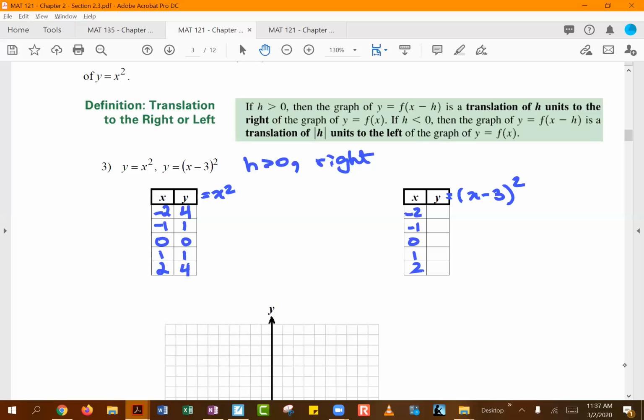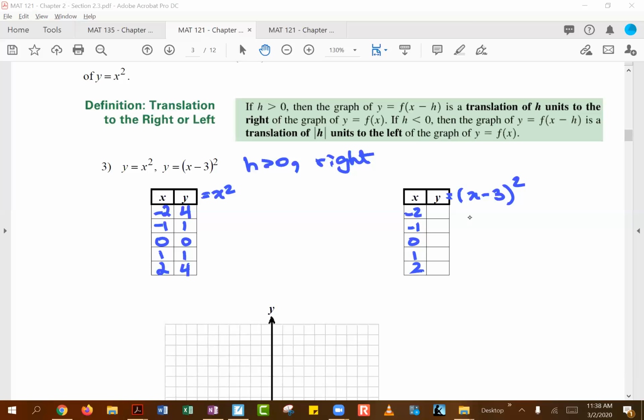Are you done with all of these, Alexander? Because I'm seeing some kind of graphs on your paper. So for -2, what will be your y value? 25? 25. Because you are going to be doing 3 to the right.